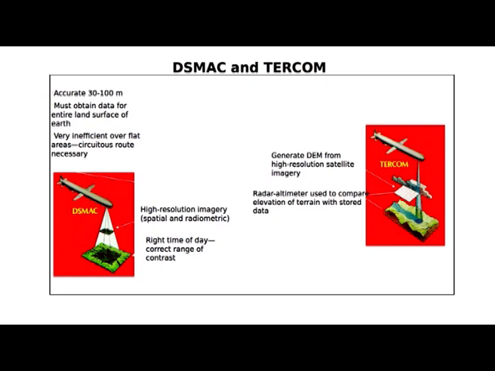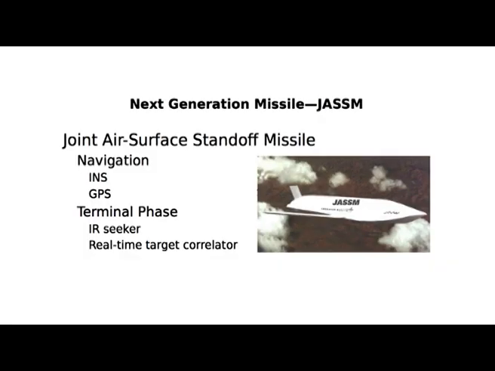That is how TERCOM was working, and this is how the technology has improved, or the application of geoinformatics in missile technology. And the next generation missile is known as JASSM, which is nothing but the Joint Air Surface Standoff Missile. The navigation is by means of INS as well as GPS, and in the terminal phase an infrared seeker is also there, and a real time target correlator is also there. So, that is the next generation missile.